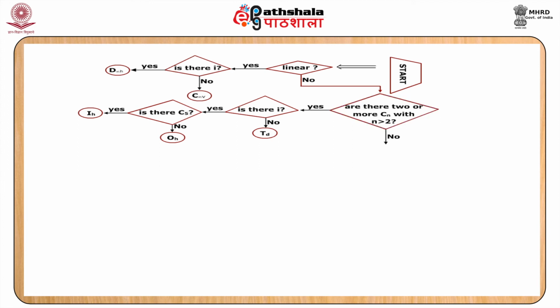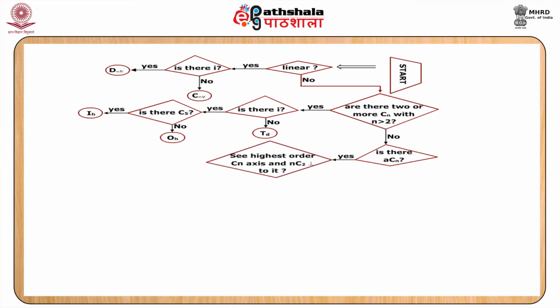If it says no, that means we will ask, does it have a rotation axis? That is, is there any Cn axis? If our answer says yes, we will try to find the principal rotation axis, the Cn with the highest value. That means we will see the highest order Cn axis, and ask if there are nC2 axes perpendicular to the principal Cn axis. If our answer says yes, we will try to see if there is any horizontal plane, that is a sigma h plane. If yes again, then we will say Dnh is our point group.